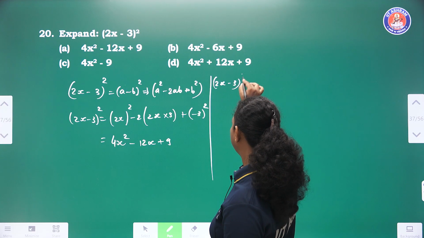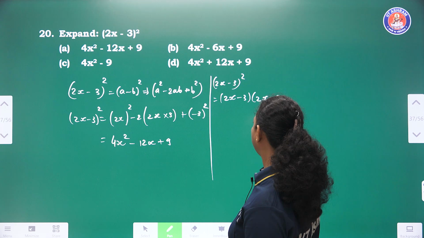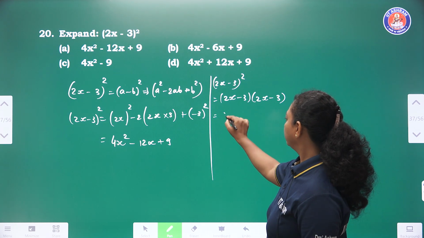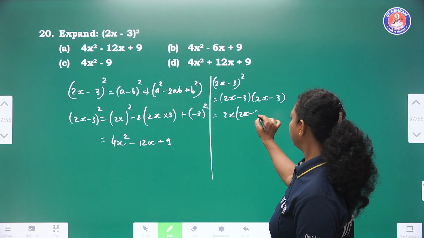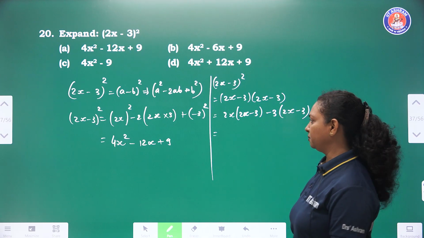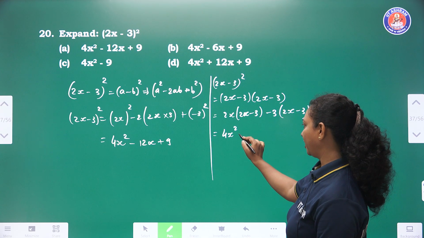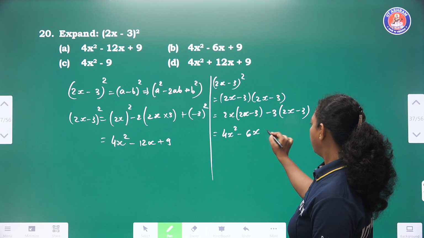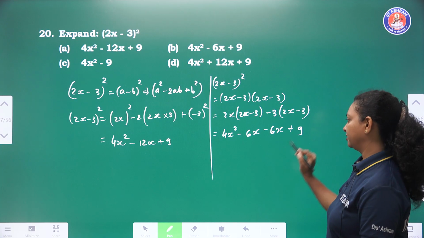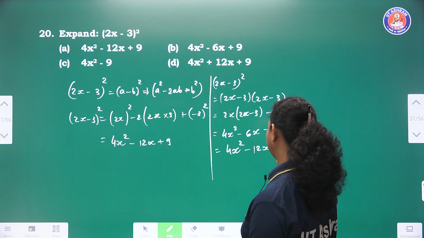2x minus 3 whole square means that 2x minus 3 is multiplied by itself 2 times. So we have written it like this. Now we use the distributive law. 2x will multiply 2x minus 3, then minus 3 will multiply 2x minus 3. When we simplify, 2x into 2x is 4x square. 2x into minus 3 is minus 6x. Minus 3 into 2x is again minus 6x. Minus 3 into minus 3 is plus 9. So when we simplify, we get the same answer.